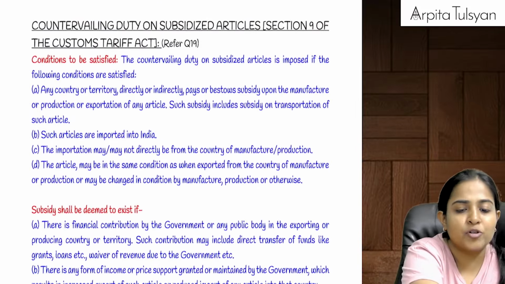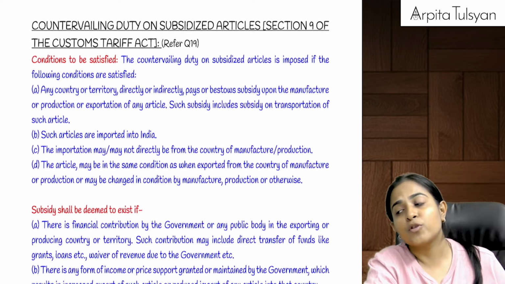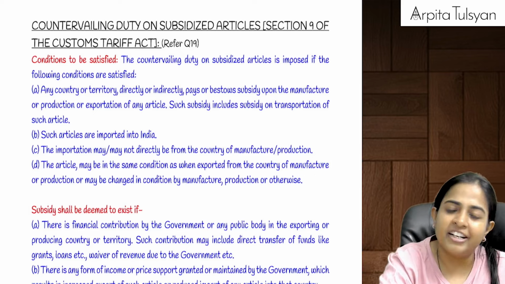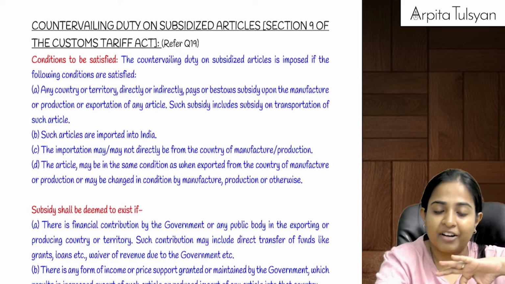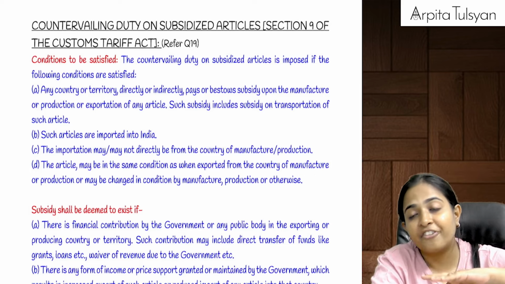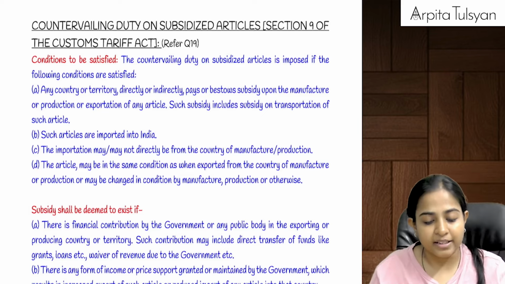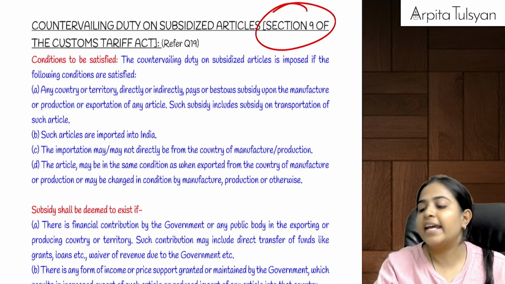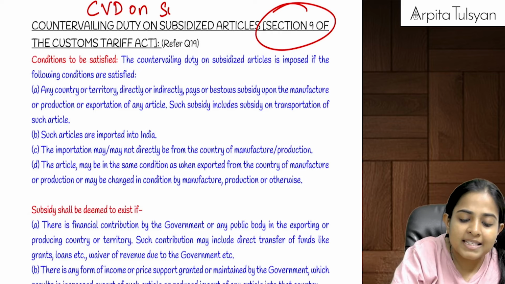This was all about safeguard measures. Basically, because imports were being done in very high quantity, which was causing injury to the domestic market, for that purpose we levied the safeguard measures. Within safeguard measures, safeguard duty can be levied, tariff rate quota can be made applicable, and any other measures which can be specified by the central government. Then the next one is section number 9, again important. Section number 9 also talks about countervailing duty on subsidized articles.